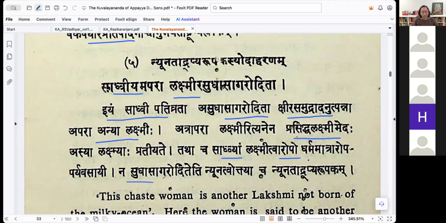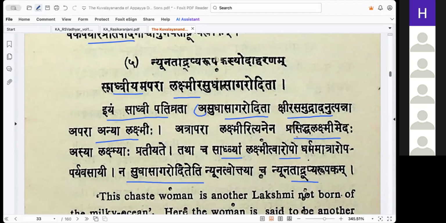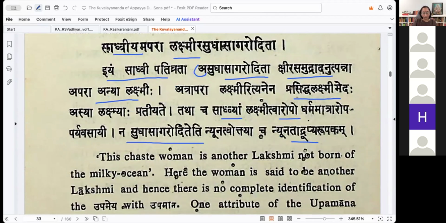And na sudhasagara udita iti nyunatva uktya nyuna tadrupya rupakam. So you are saying like vinatartiyakam. Asudha, the nanya here in asudha brings out that nyunatva. You can say vina rahitam rite. Here he uses the nanya samasa to indicate the nyunatva. Clear?